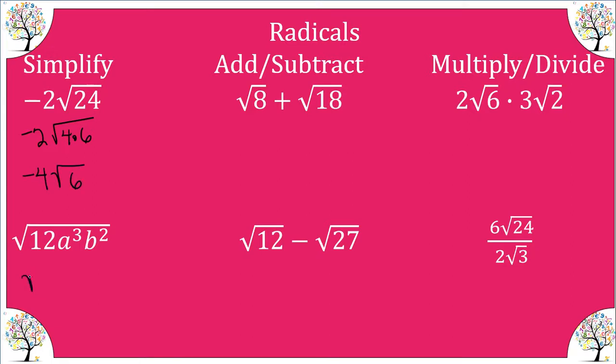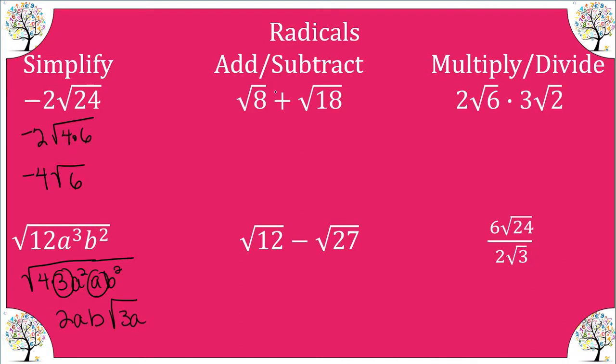On this example, we have variables as well as our numbers. So we're going to break down 12 into 4 times 3, and a to the third can be a squared times a, and then b squared is a perfect square. We're going to take the square root of 4, which is 2. We're going to take the square root of a squared, which is a, and we take the square root of b squared, which is b. So we're left with radical 3a.